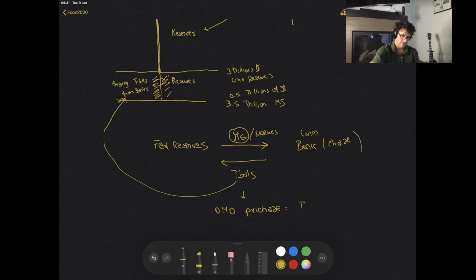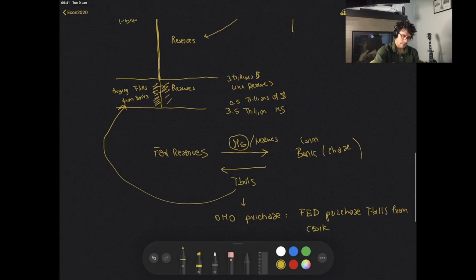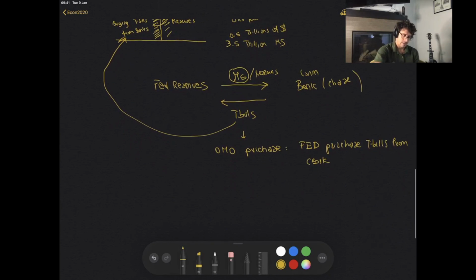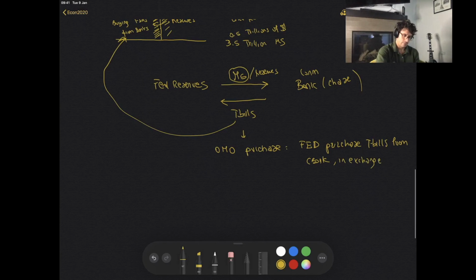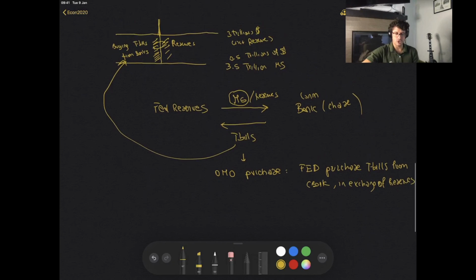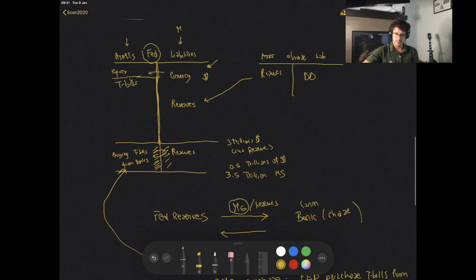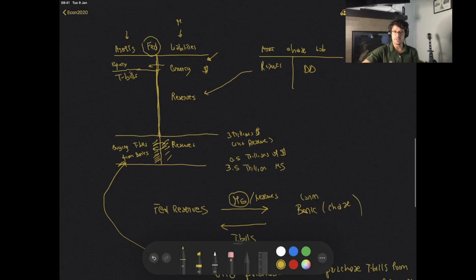There is the Fed that purchases T-bills from a commercial bank in exchange of reserves. It gives the bank reserves and obtains in exchange T-bills. As you can see, by doing so, the Fed has increased the money supply in the economy.